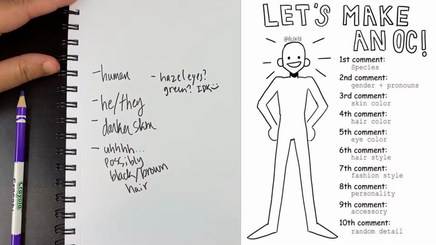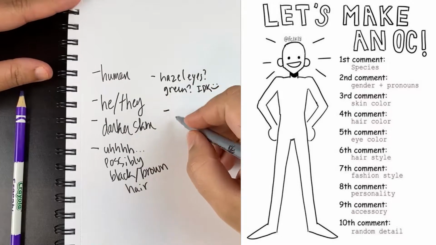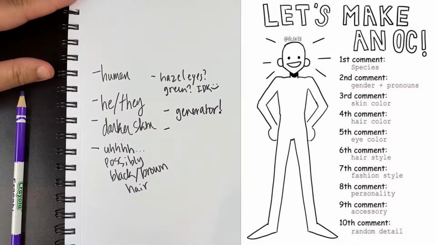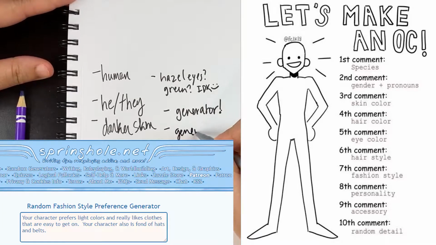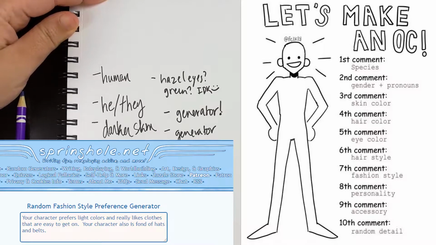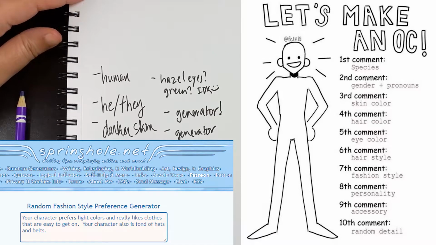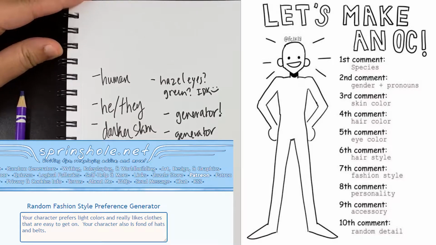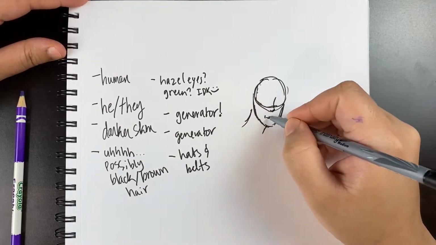Seventh comment was fashion style, and that's when I left that to a generator because sometimes I redo the same kind of style over and over again and I really wanted something different. So the generator gave me this. Okay, it stated your character prefers light colors and really likes clothes that are easy to get on. Your character also is fond of hats and belts. The website is right there. It's called springhole.net, and then I just clicked randomize, and that's when I got the character description for the style. I just literally typed it into Google, style generator, and that's what it gave me.